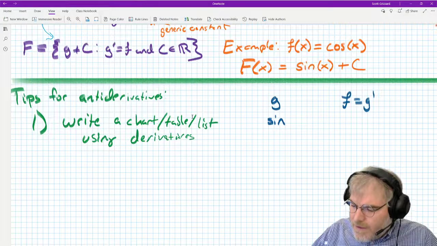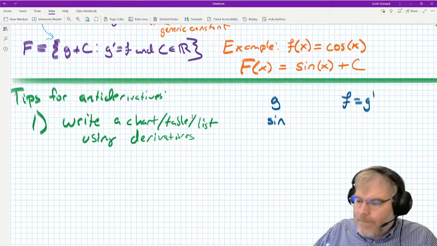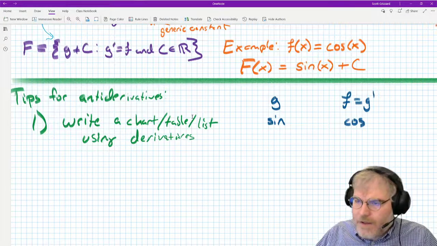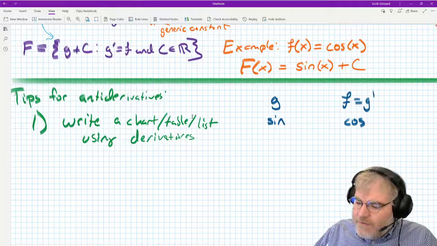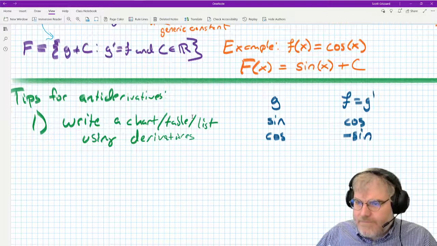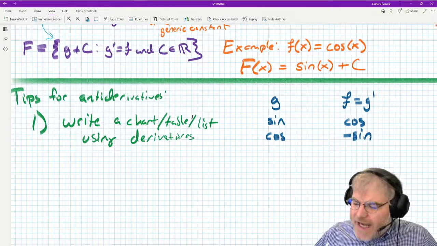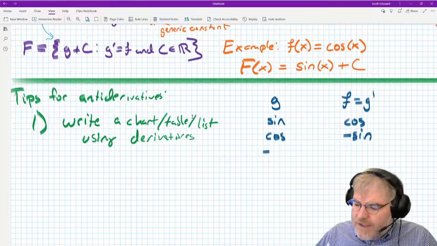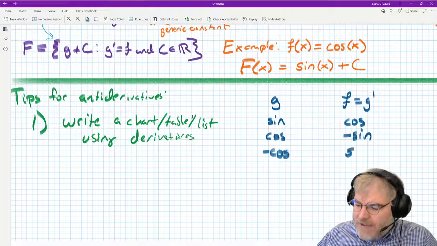The derivative of sine is what? Cosine. The derivative of cosine is negative sine. Okay? I want to get rid of that negative. So what I'm going to do is put negative cosine here. And that's going to give me negative sine, which is sine.